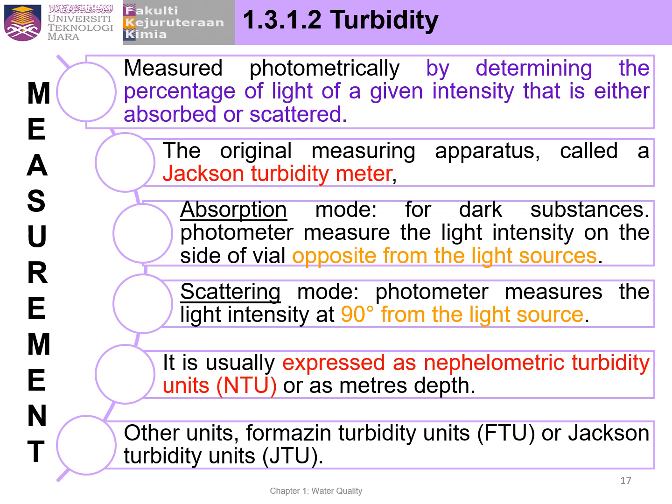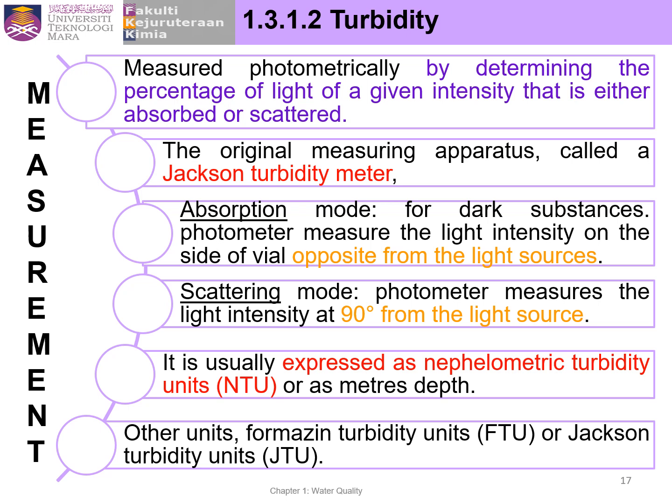So what is the difference between these two? For dark substance, absorption is usually for a very dark solution or wastewater. The photometer measures the light intensity on the side of the vial. Vial means, let's say you want to test the sample, and then you put the sample in the vial, and then you test it in the turbidity meter. So it is opposite from the light source. The way they measure is opposite from the light source.